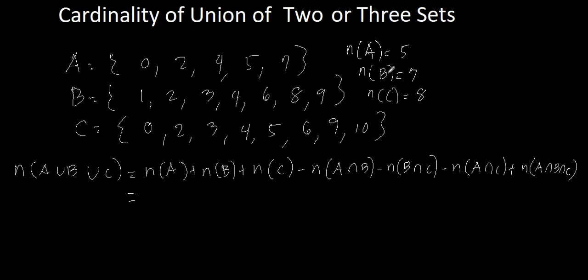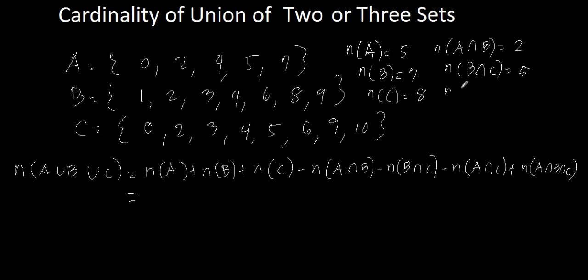How about the cardinality of A intersection B? What are the common elements of A intersection B? So we have here 2 and 4. So therefore there are only 2. Cardinality of B intersection C. How many elements? We have common elements 1, 2, 3, 4, 5. Okay. B intersection C has 5 elements. So cardinality therefore is 5.